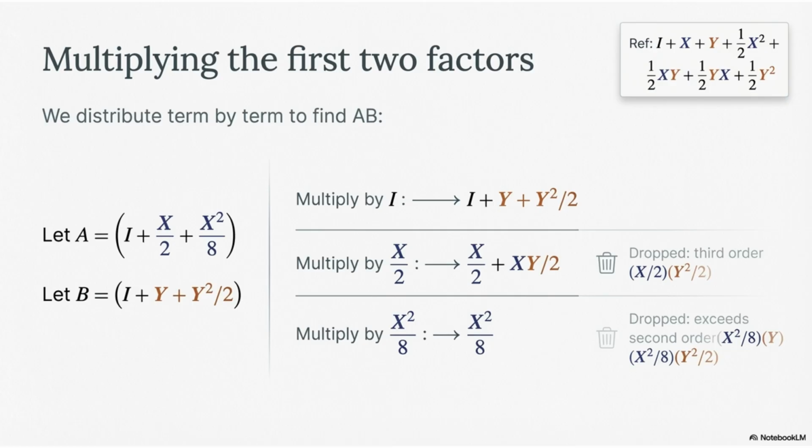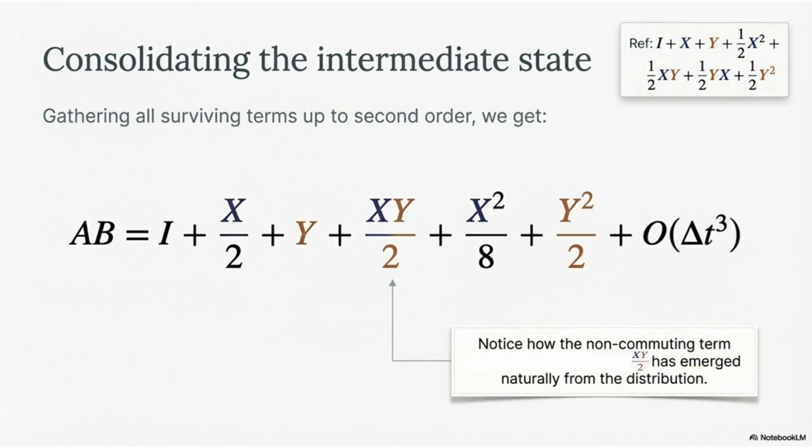We begin by multiplying the first two factors, A and B, distributing term by term. We systematically drop terms that exceed the second order, which scale as delta t cubed or higher. Consolidating the intermediate state, we gather all surviving terms up to the second order. Notably, the non-commuting term xy/2 has emerged naturally from the distribution.